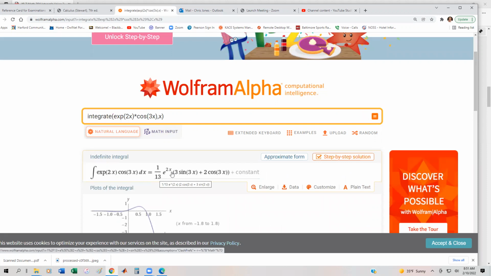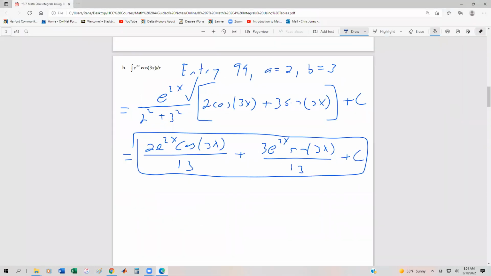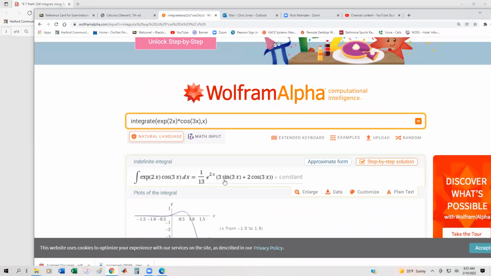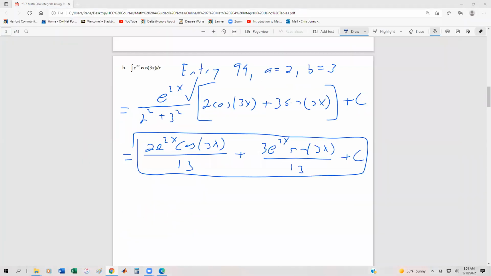I want you to notice that they factored out the e to the 2x and they factored out the 13. So the version that Wolfram Alpha has actually looks pretty close to this version right here. They have 2 cos 3x, 3 sine 3x, and if you go back here, we have our 3 sine 3x, 2 cos 3x. So pretty close, and they have a plus constant at the end. So pretty cool that we can use this both ways. And remember earlier in the course, this was a pretty lengthy problem.